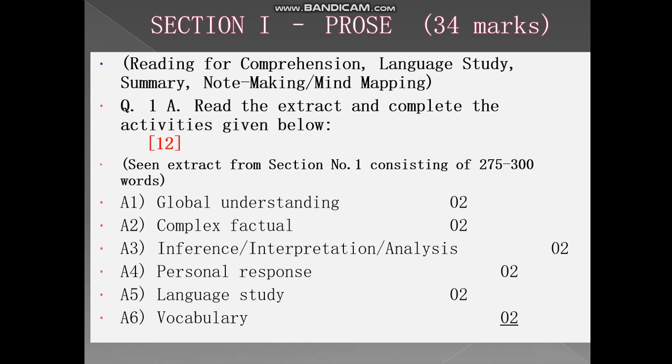I think you have got a good understanding of question 1A, and below that in what manner 12 marks are distributed: A1, A2, A3, A4, A5 and A6. So total will be 12 marks.